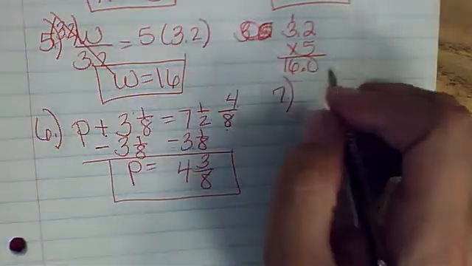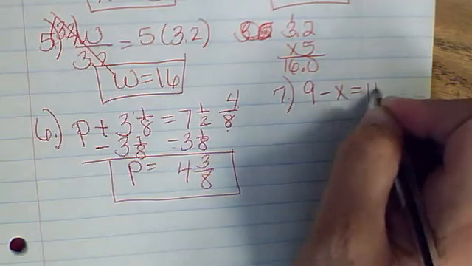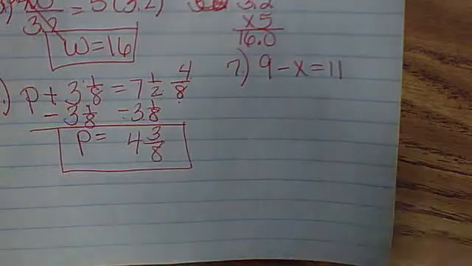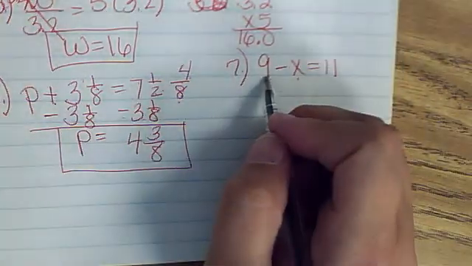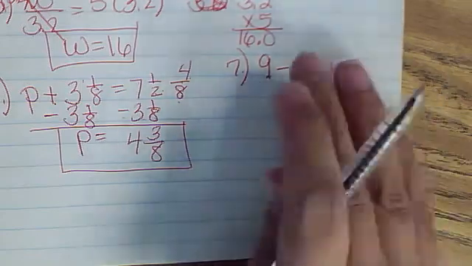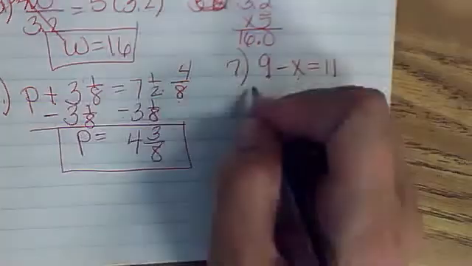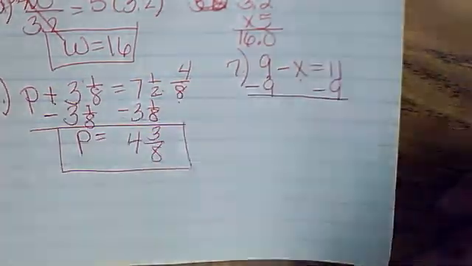Number 7. Now problem number 7 is actually going to be a two-step problem, but it's included on the assignment for today, so I want to make sure you know how to do it. 9 minus x equals 11. So this 9 has to go away. So when I look at 9, it's positive. The opposite of positive 9 is negative 9. So I'm subtracting 9 from both sides.